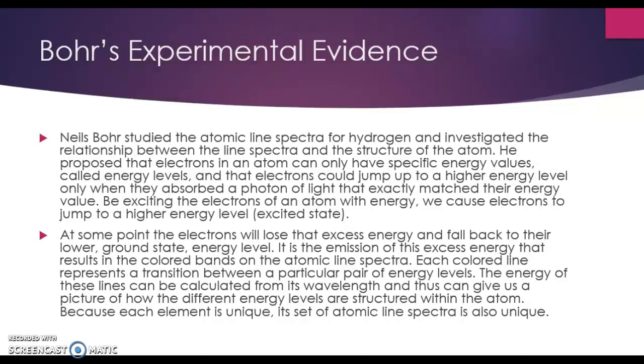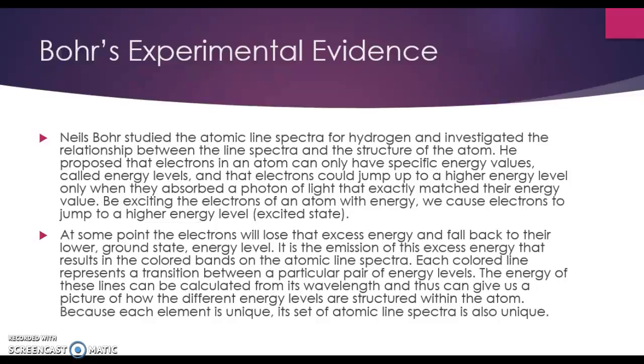So we cause the electrons to jump to higher energy levels, which are called excited states, when we supply them with energy. This could be in a Bunsen burner flame or in a spectrum tube, like an elemental lamp, many different ways to excite electrons. At some point, the electrons are going to lose that excess energy and fall back to their lower ground state energy level. And as they return to their ground state, energy is emitted, and that is what results in the colored bands that appear on the emission spectrum.